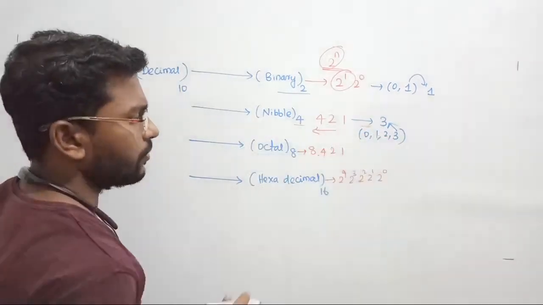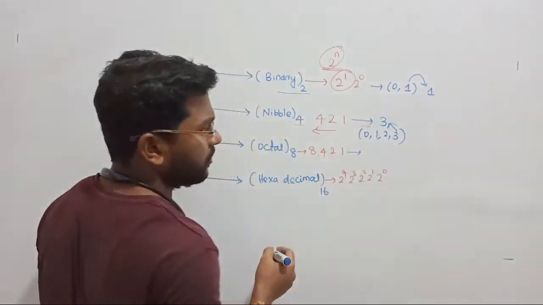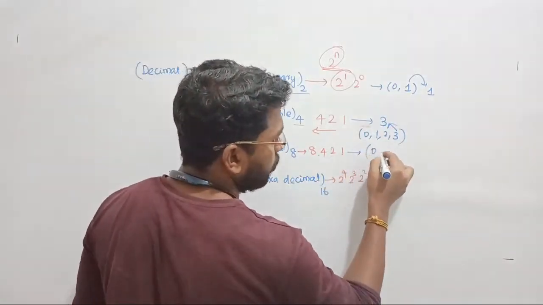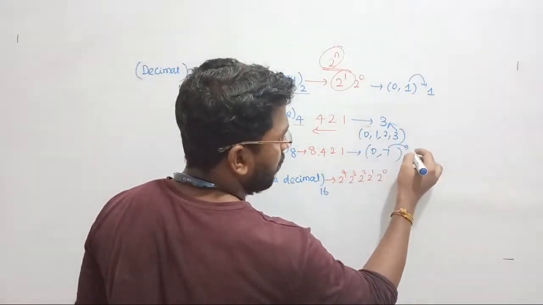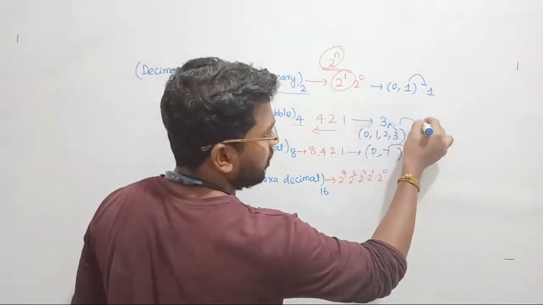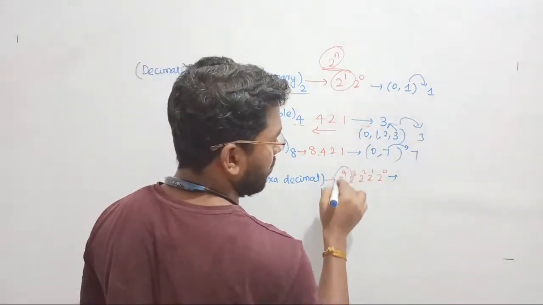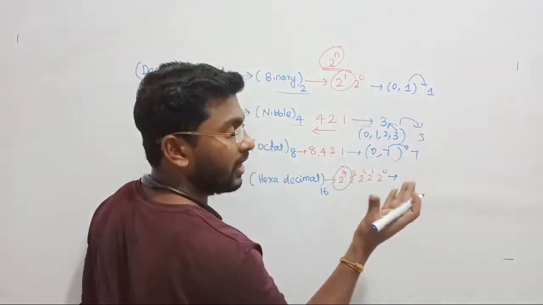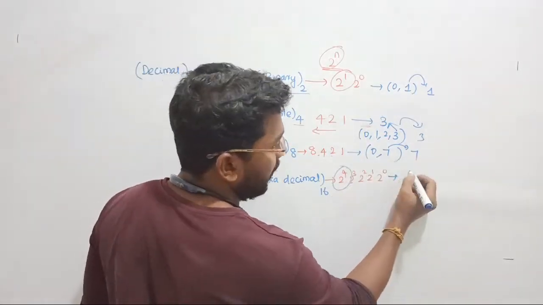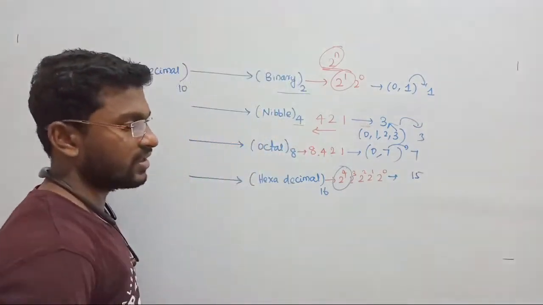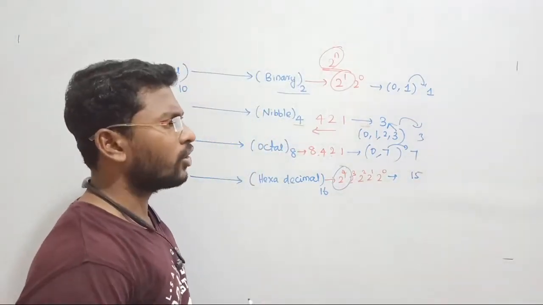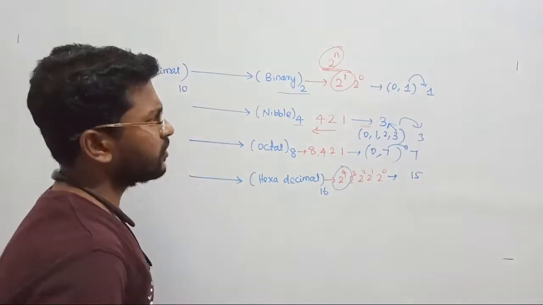Such that the maximum number that can be represented in case of nibble is 3. When we are looking at octal, what is the maximum number? We can go from 0 to 7, so the maximum number is 7. Here the maximum number is 3. What about this one? In hexadecimal we can go up to 16, so we go from 0 to 15. The maximum number is 15. Clear? I hope these things are clear to you all, right? So let us proceed further.